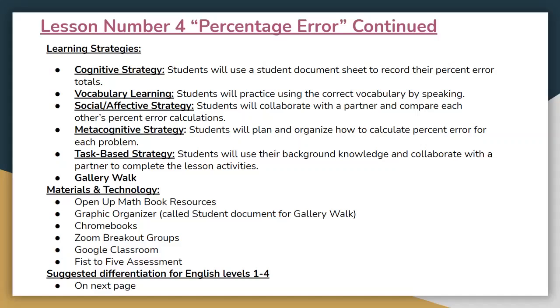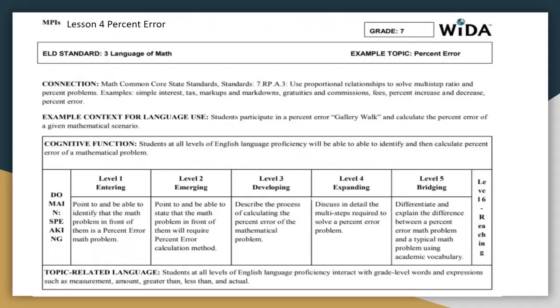Materials and technology used in lesson 4, percent error, are the Open Up Math book resources, graphic organizer called Student Document for Gallery Walk, Chromebooks, Zoom breakout rooms, Google Classroom, and then a Fist to Five assessment at the end. It's a self-assessment to see how they are feeling about the information they just learned. The suggested differentiation for English levels 1 through 4 is found on this page.